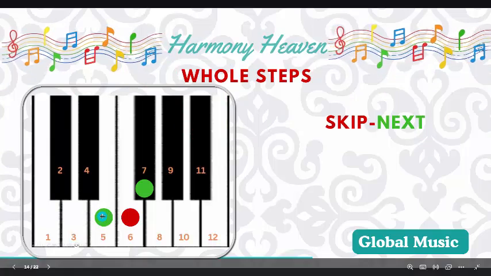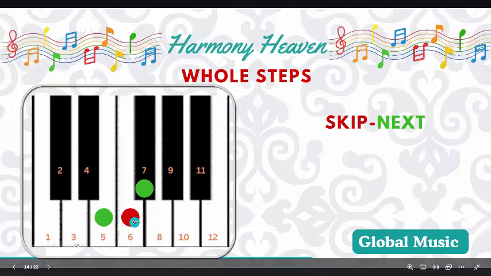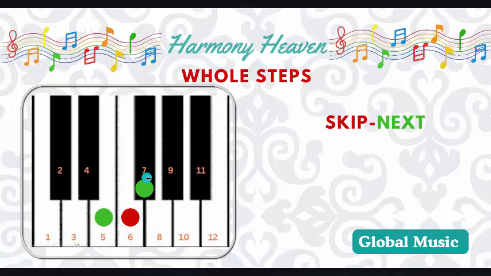Like here we are on the E note. From E, the half step is F, but we are going to skip and take one step forward. So this is the whole step. Whole step means skip and next, and half step means without skipping, taking every note that comes in between.